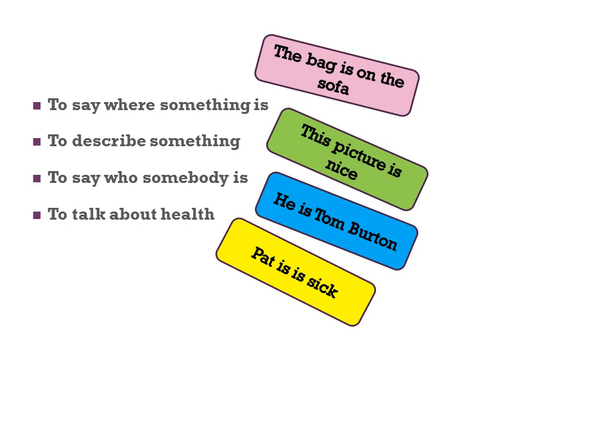So here I am describing someone or something. To say who somebody is: he is Tom Burton. She is Wafa Khalil, for example. Okay? So to say who someone is, I use the verb to be also. To talk about health: Pat is sick. Okay? Is ill. He has a health problem. Okay?